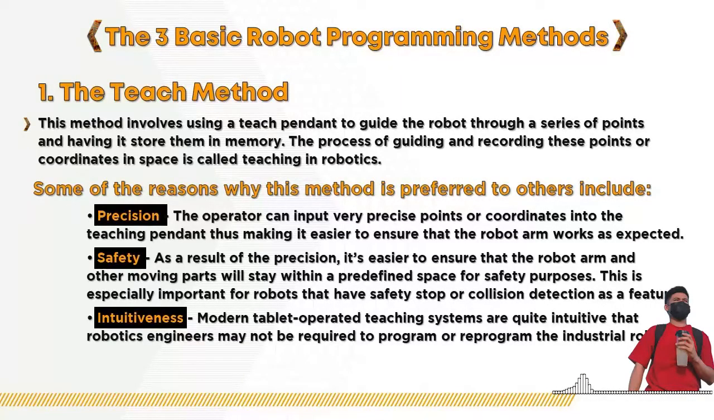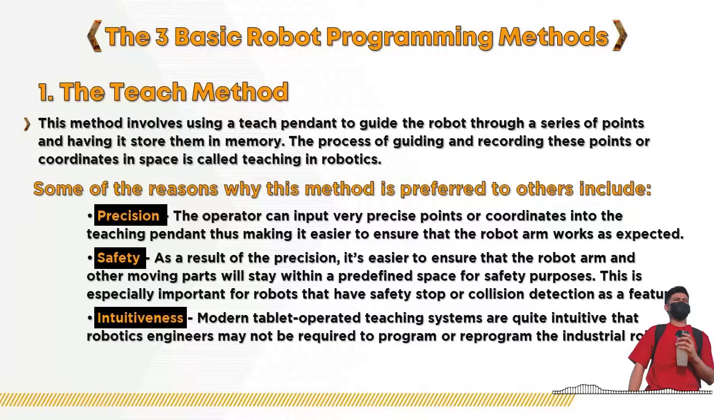So number one is the teach method. This method involves using a teach pendant to guide the robot through a series of points and having it store them in memory. The process of guiding and recording these points or coordinates in space is called teaching in robotics. Here are some reasons why this method is preferred to others.